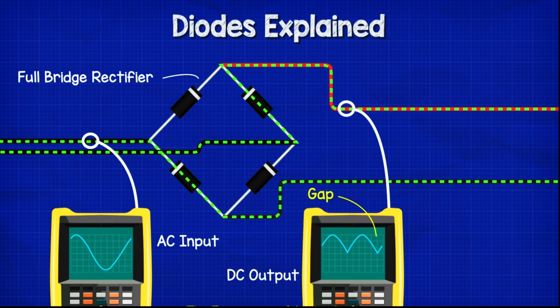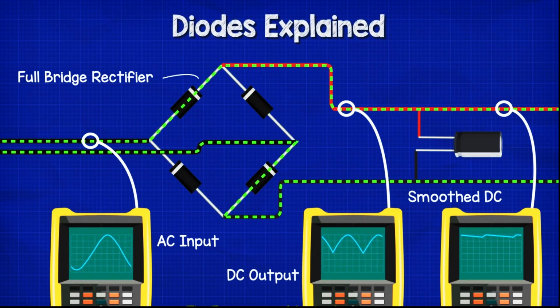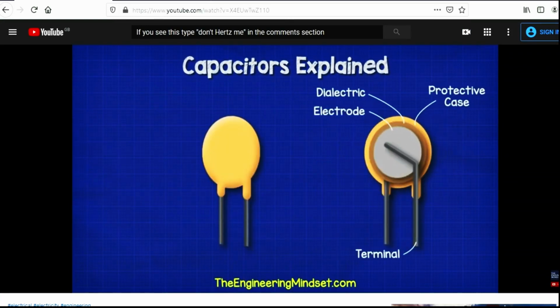But we can still improve this further. We simply add in some capacitors to smooth out the ripple and eventually get it to a smooth line, closely mimicking a DC supply. We've covered how capacitors work in great detail in our previous video. Do check that out, links down below.